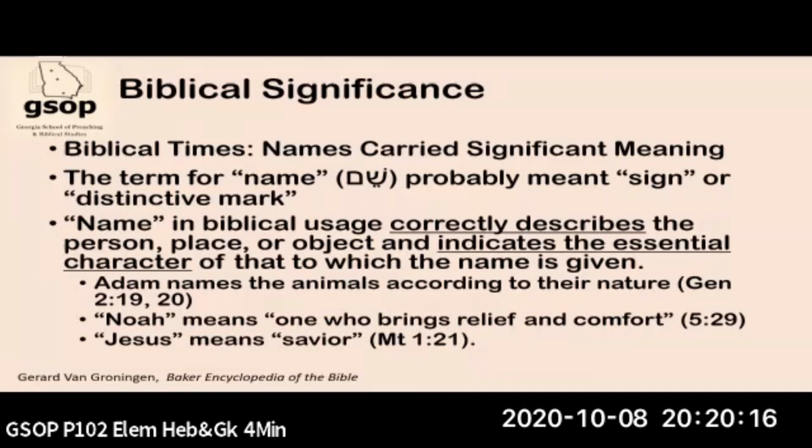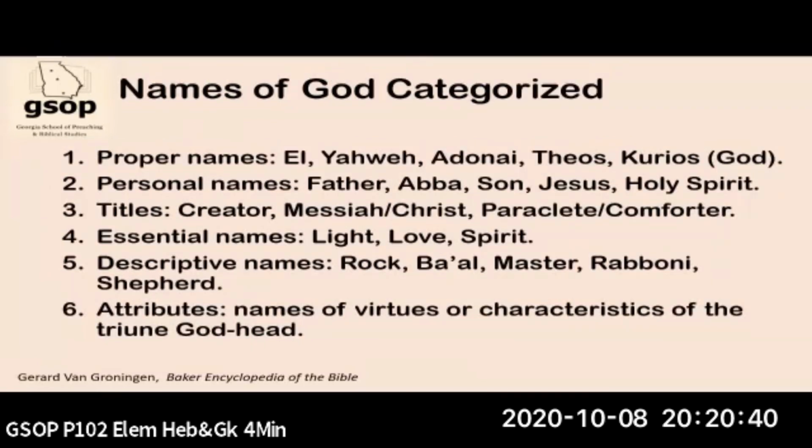For example, Adam names the animals according to what? To their nature, in Genesis chapter 2, verses 19 and 20. Noah means one who brings relief and comfort. Jesus means Savior, in Matthew chapter 1, verse 21. So names had significance in terms of their character. And so when we talk about God's name, there are different ways people characterize it. And so this is just one way.